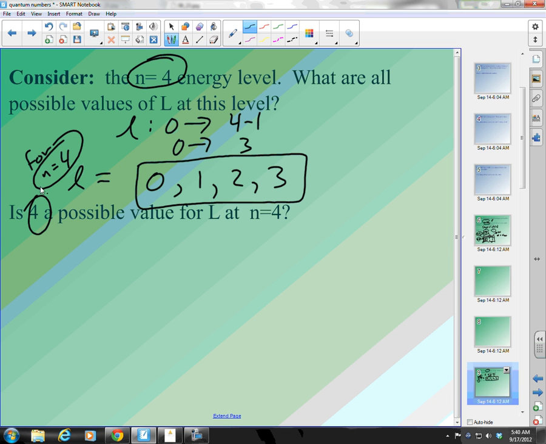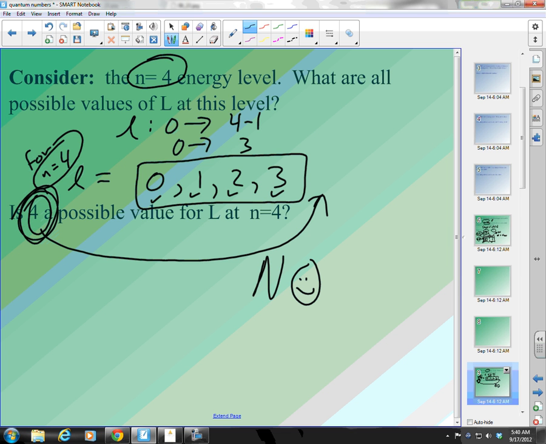Good. So is 4 a possible value of L? Let's see. 0, 1, 2, 3. Is 4 a possible value? I don't see it. The answer is no. Okay, good. So L cannot be 4 when n is equal to 4. Got it? All right. Let's move on.